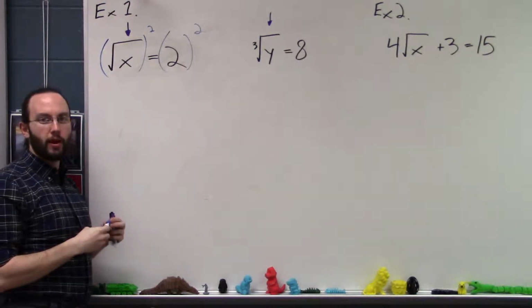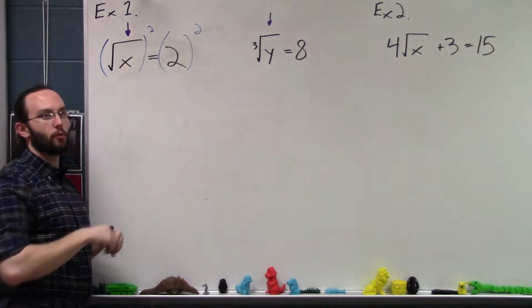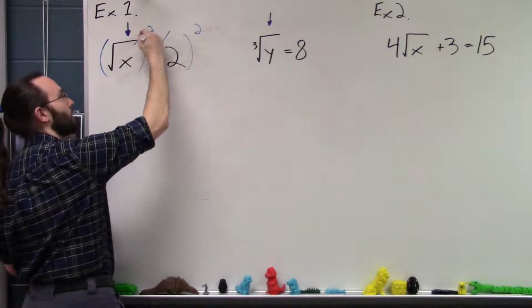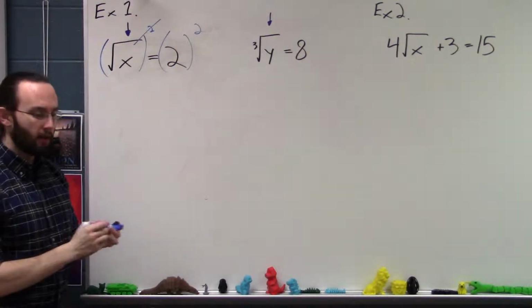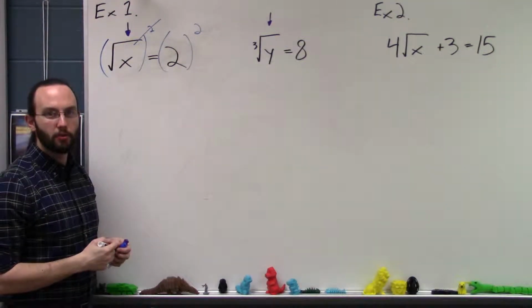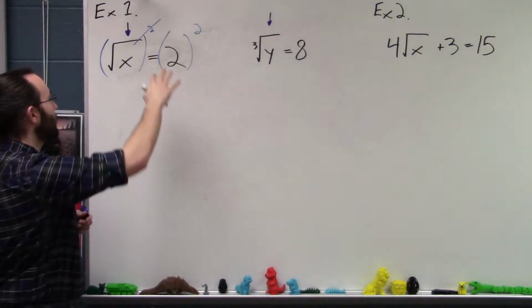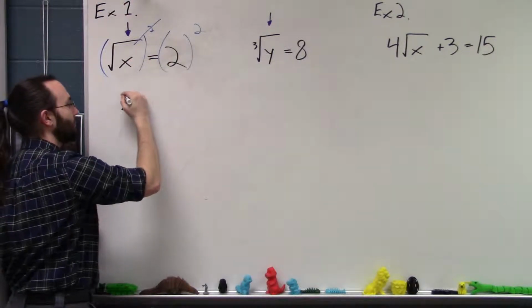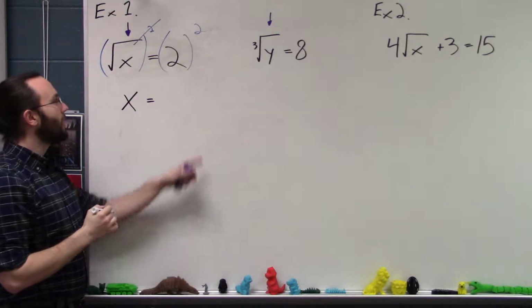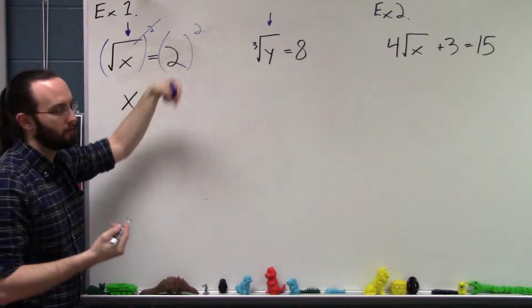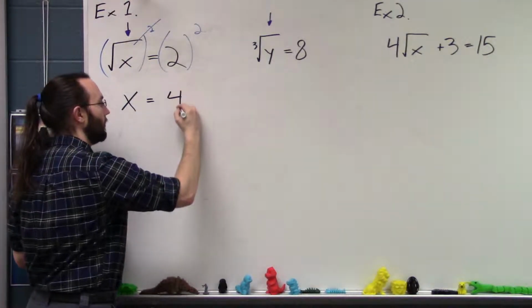Squaring both sides of an equation undoes a square root, because the square root of x squared, well, that square root and square, they just cancel. Just like if this were an x plus 2, subtracting 2 from both sides would cancel off that plus 2. So square roots and squares cancel, leaving me with an x on the left. And on the right, I have 2 squared. In other words, 2 times 2. 2 times 2 is just 4.